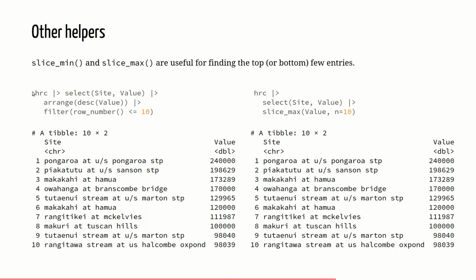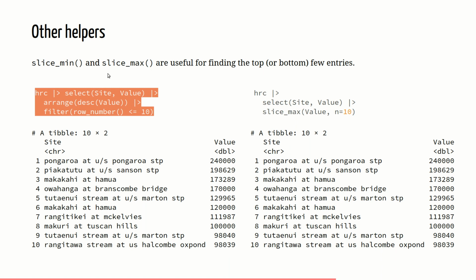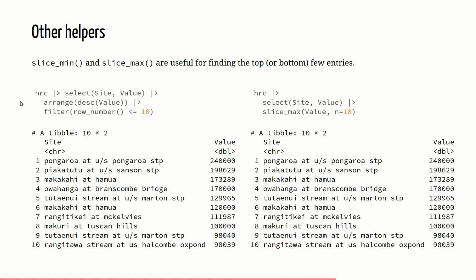Here is the code that you might do if you didn't know about slice_min and slice_max. We're taking the HRC data, pulling out the site and the value, and then arranging it descending by value in order to find all of the big ones. They're all of the large observations, and then we just take those where the row number is less than or equal to 10. So we're just taking the top 10 rows here: row 1, row 2, and so on up to row 10.